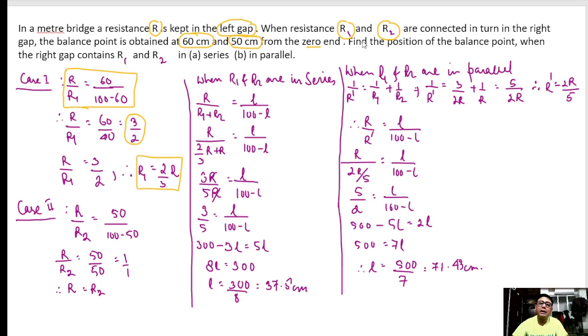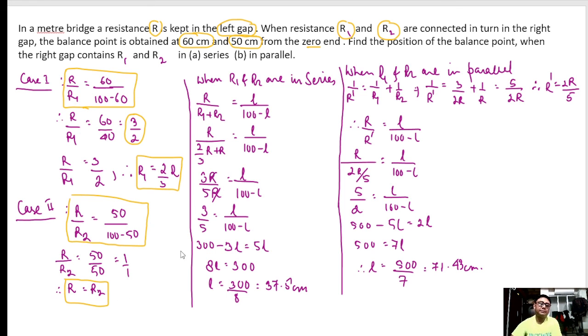Now when we connect R2, the balance point is obtained at 50 centimeters. So I will write R by R2 will be 50 by 100 minus 50. So R is coming equal to R2.